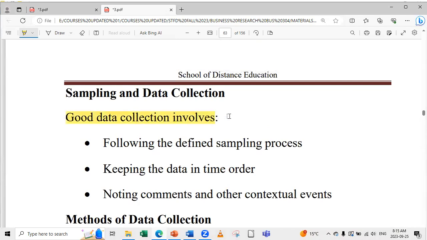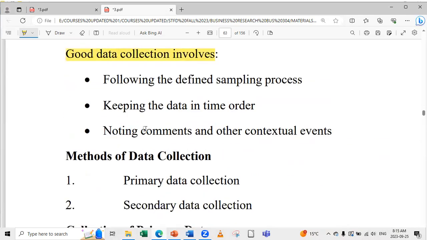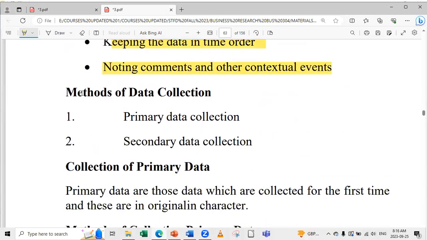Good data collection for research must follow the defined sampling process and keep the data in time order, with no comments on other contextual events. Methods of data collection: we come to a very important part, primary and secondary data collection.